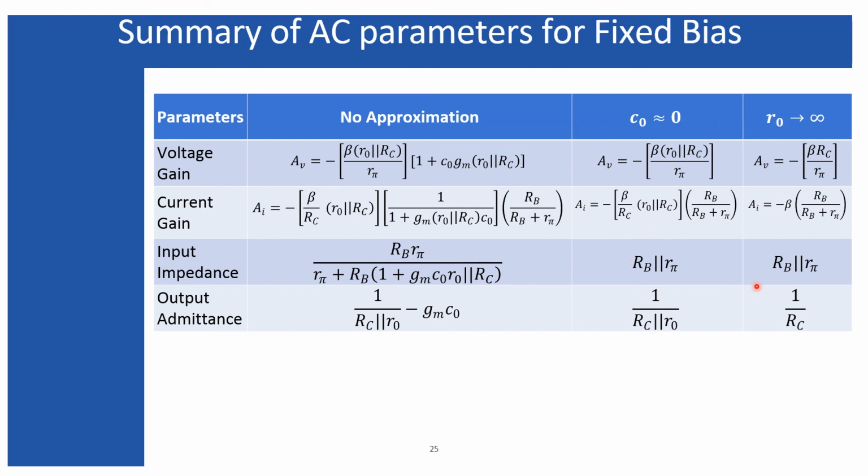The input impedance holds this expression, which includes all the parameters, and when you apply this approximation, the final expression for this input impedance will remain the same. And for C naught equal to 0 and R naught tends to infinity, both of these equations remain the same, because if you are considering C naught equal to 0, this factor goes to 0, and finally you are left with this factor. The output impedance holds this expression, and C naught equal to 0 will result in this expression, and finally if you consider R naught tends to infinity, your output impedance will be reduced to RC.